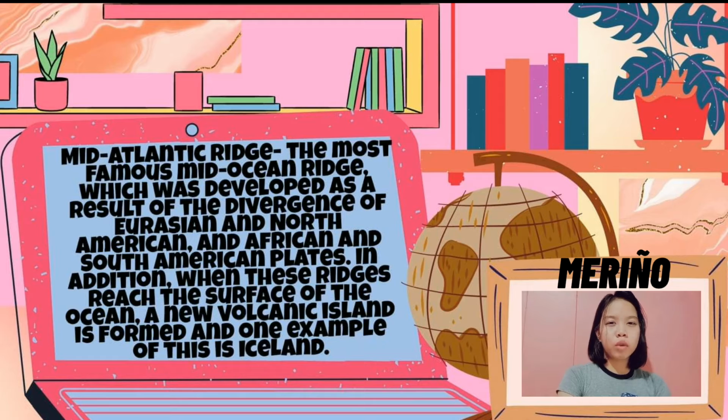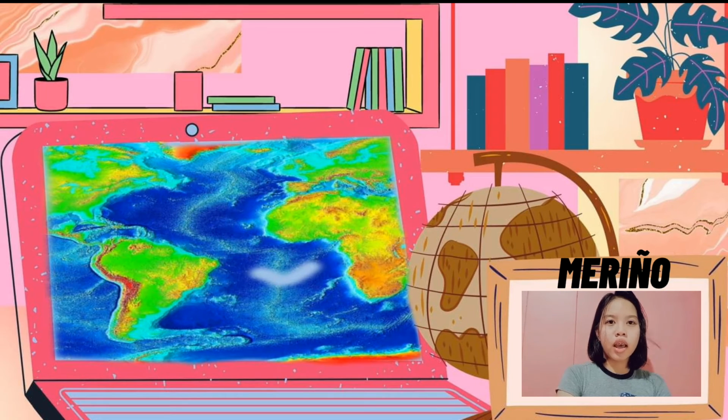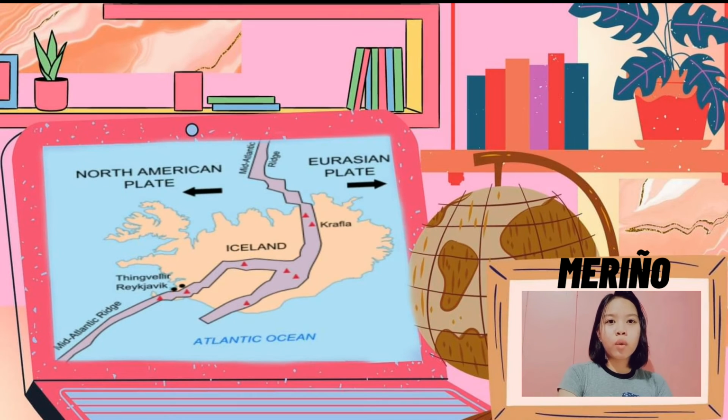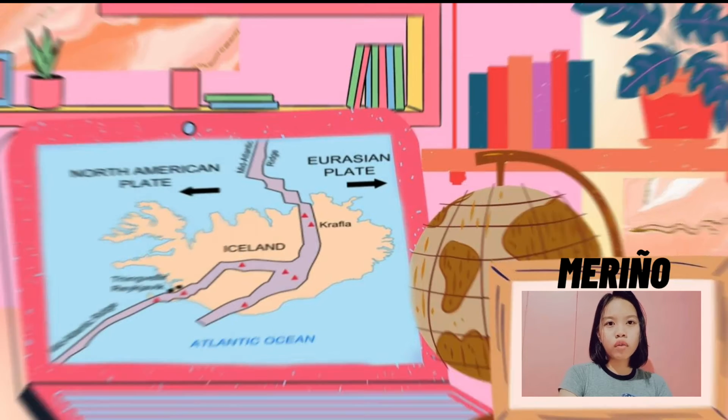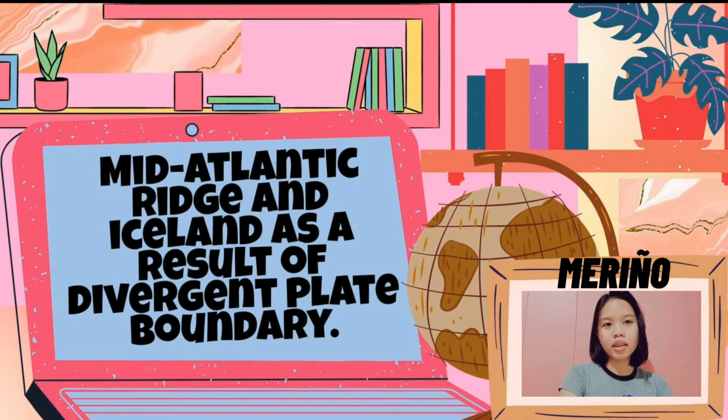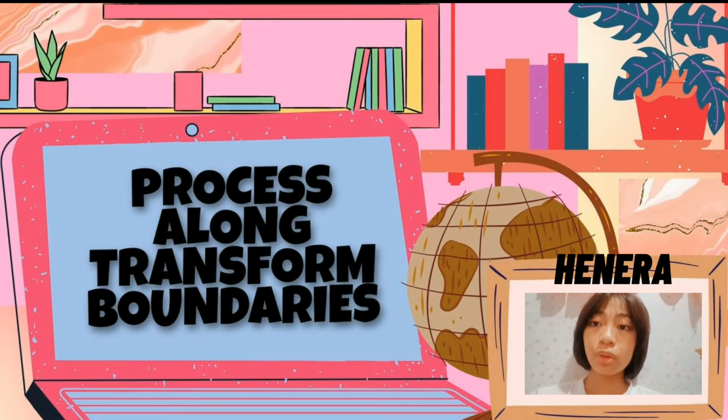Mid-ocean ridge: this process will continue creating a mountain system on the seafloor. The Mid-Atlantic Ridge, the most famous mid-ocean ridge, was developed as a result of the divergence of the Eurasian and North American plates and the North American and South American plates. In addition, when these ridges reach the surface of the ocean, a new volcanic island is formed, and one example is Iceland.